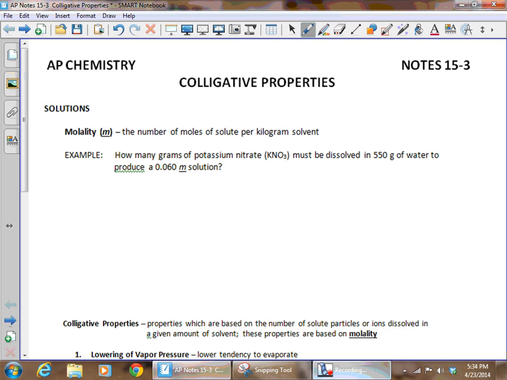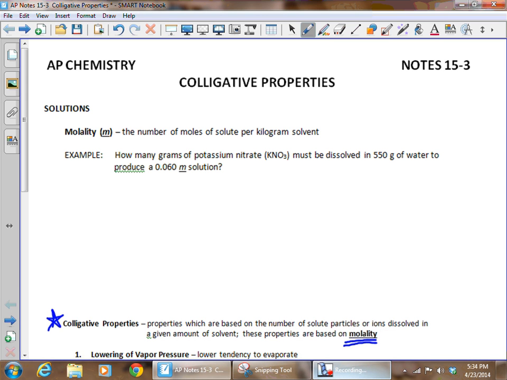Today we're going to talk about colligative properties. Colligative properties are properties which are based on the number of solute particles or ions that are dissolved in a given amount of solvent. So in order to do any of the calculations that we're going to be doing with colligative properties, we will need to deal with a different type of concentration term, and that concentration term is molality.